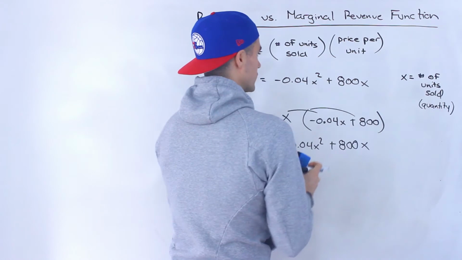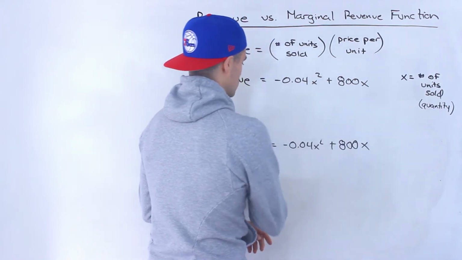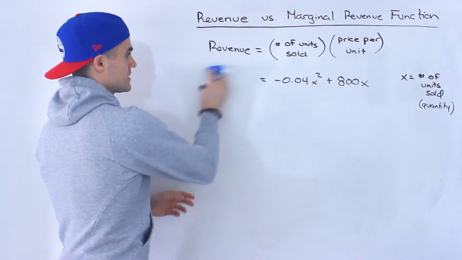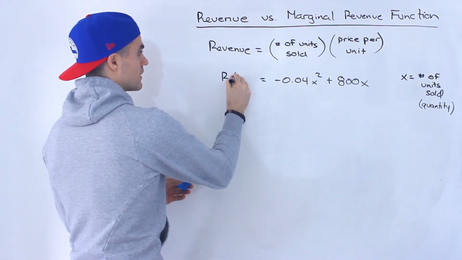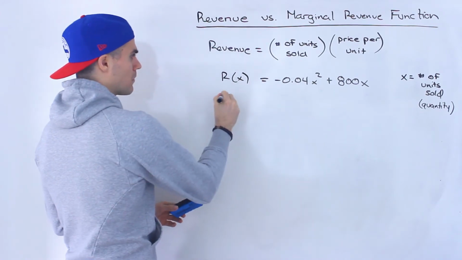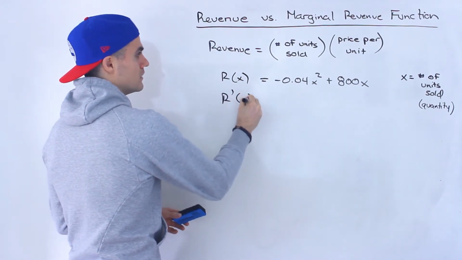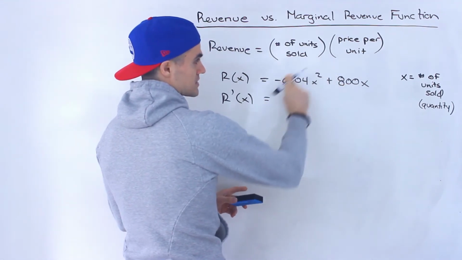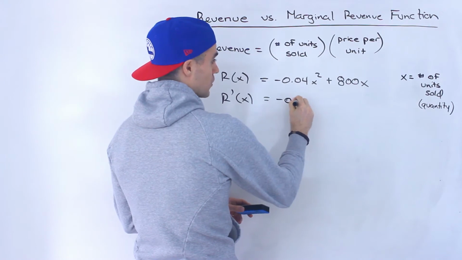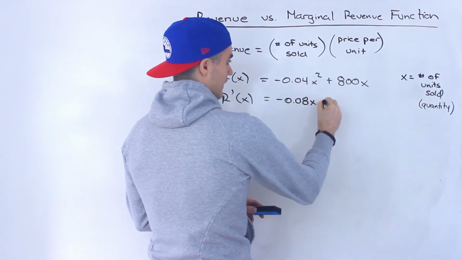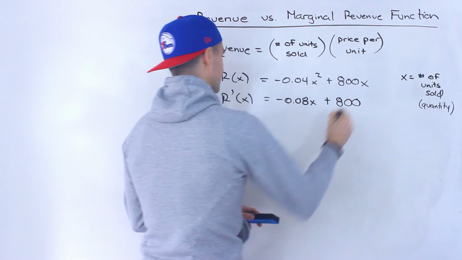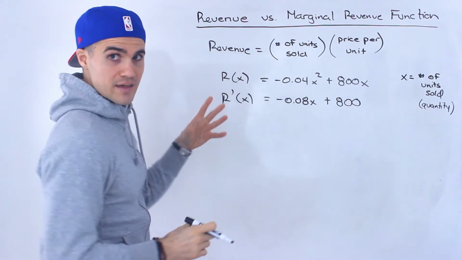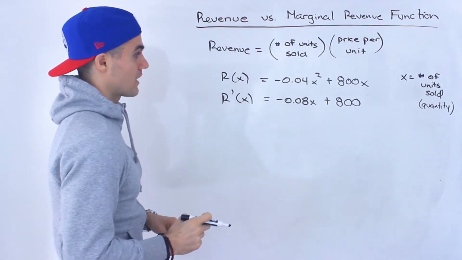So that's the total revenue right there. Now, what's marginal revenue? So if this here is R of X, the total revenue, well, marginal revenue is just going to be the derivative of that. And so if we take the derivative of this, apply the power rule here, we'd have negative 0.08x, plus 800, like that. So this is the revenue, this is the marginal revenue over here.